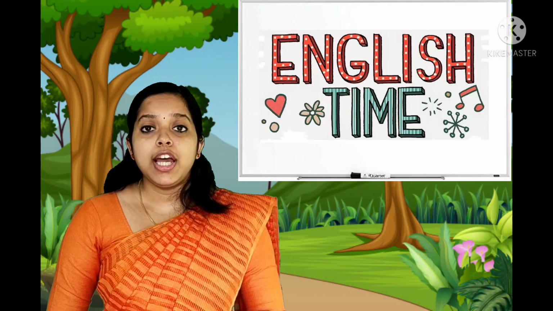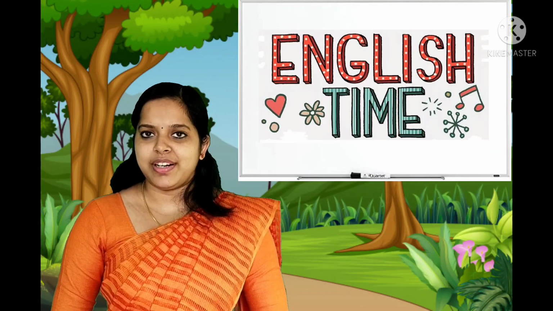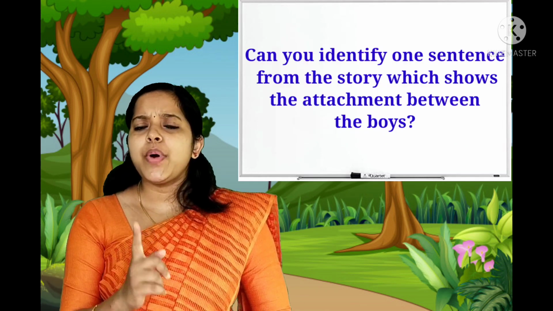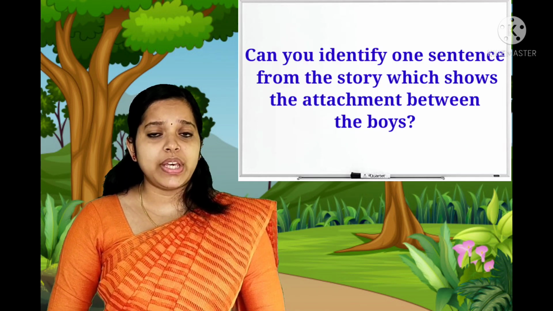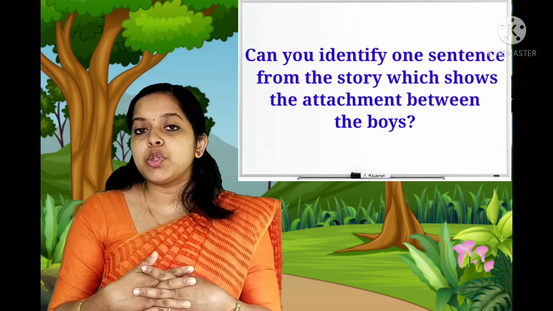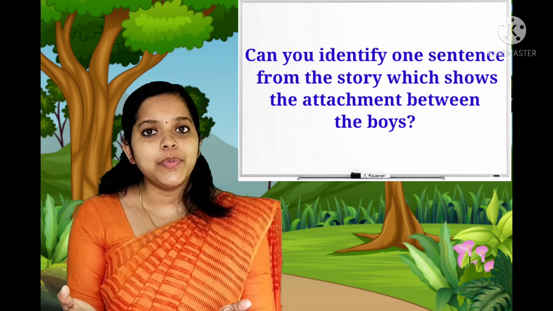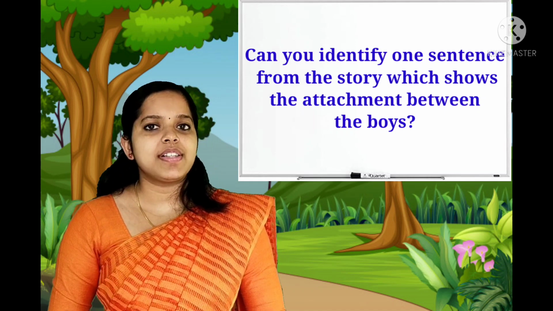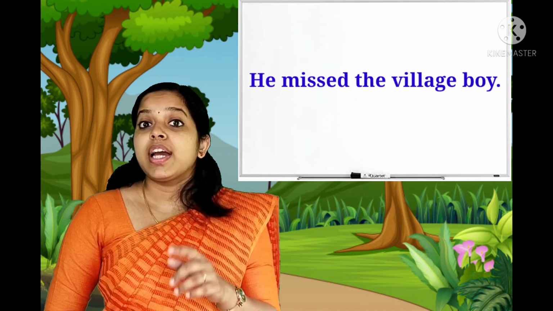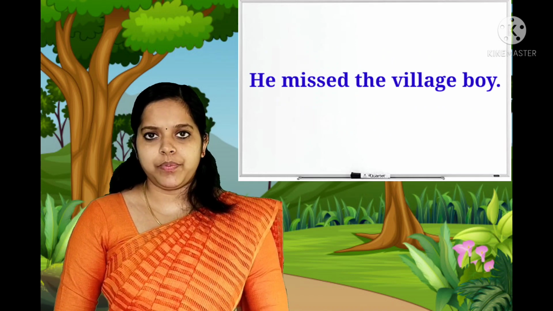We'll be happy if we have a companion in our journey, right? Can you identify one sentence from the story which shows the attachment between these boys? Very good. The very first sentence on page number 12: He missed the village boy.